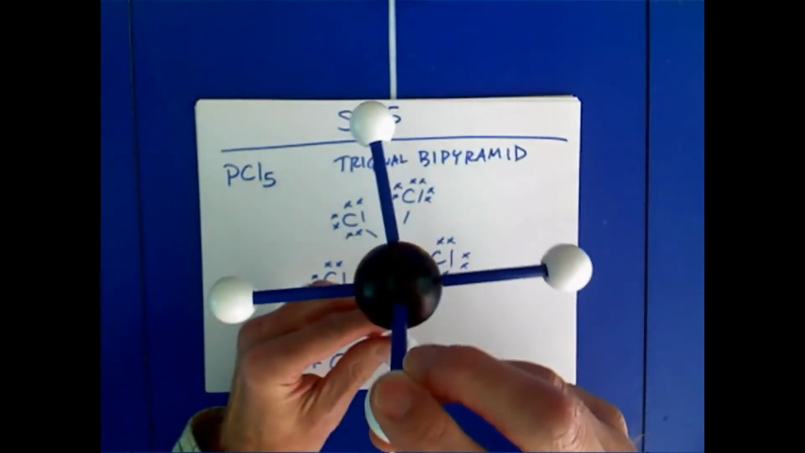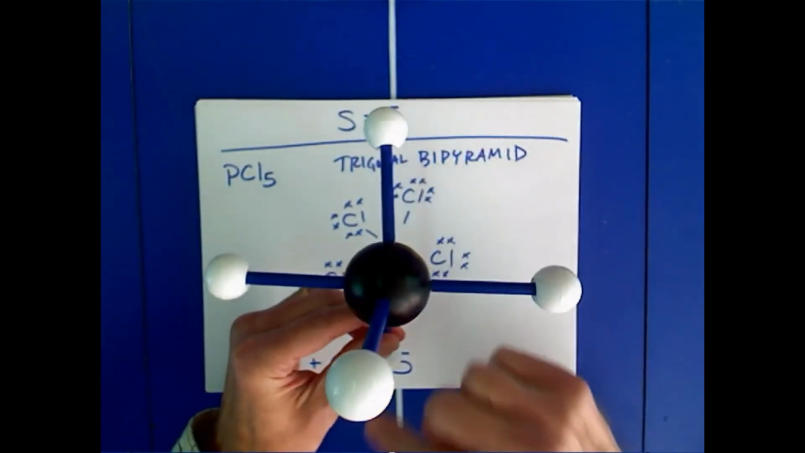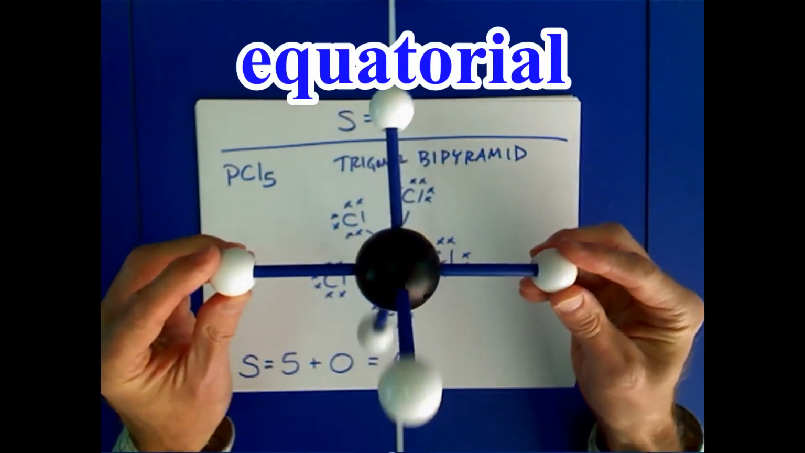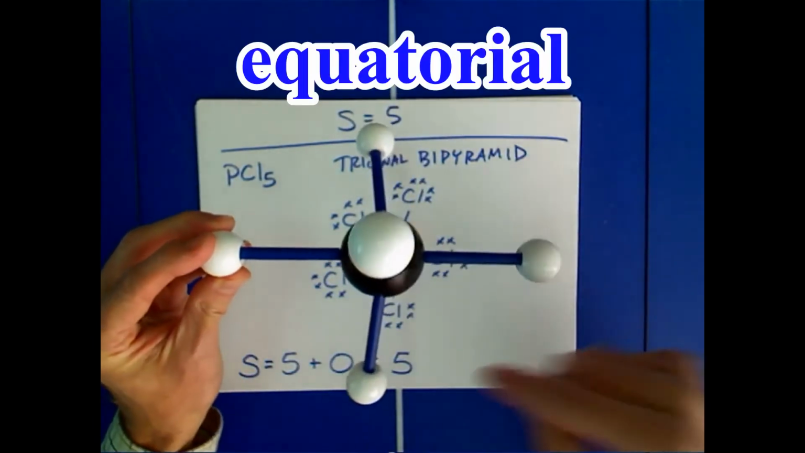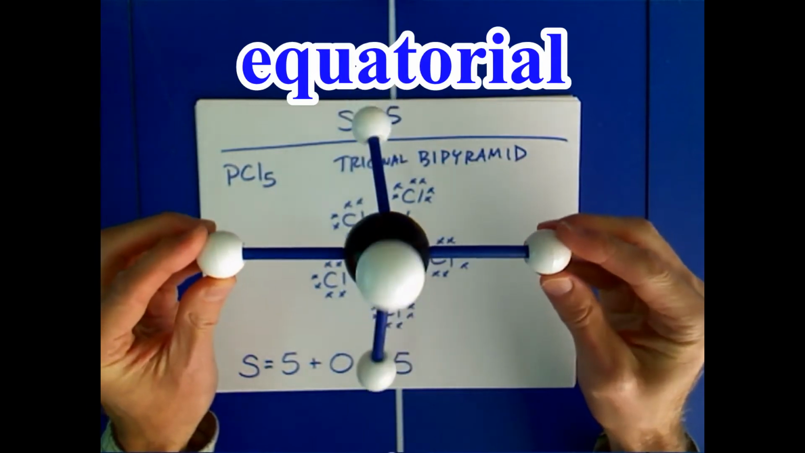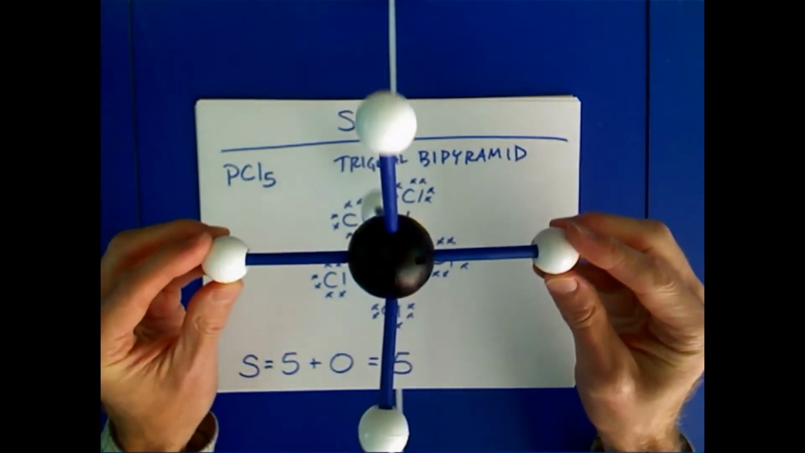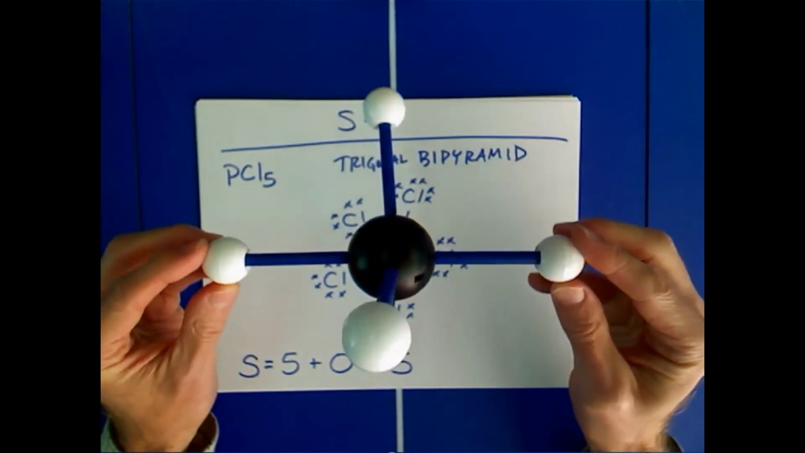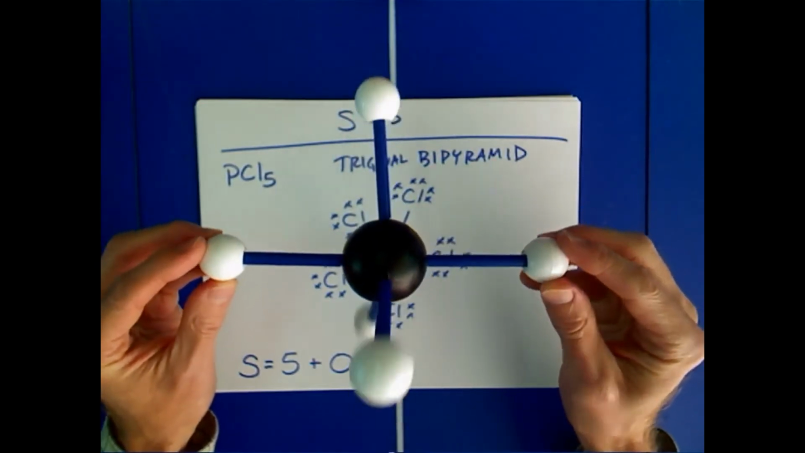These positions here that I'm rotating, these 3 here, these represent equatorial positions, or sort of like the equator of the Earth, you can think of that. There's 3 equatorial positions, and there's going to be 2 axial positions in a trigonal bipyramid.